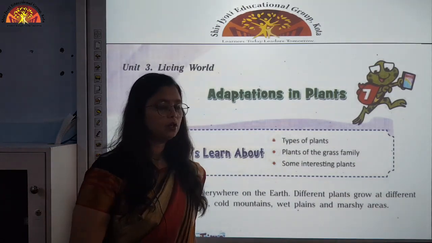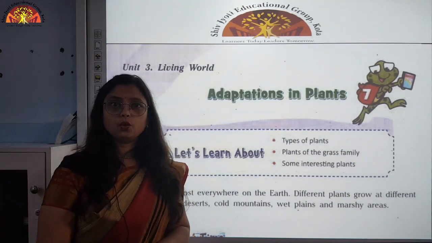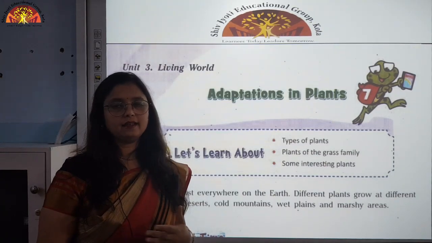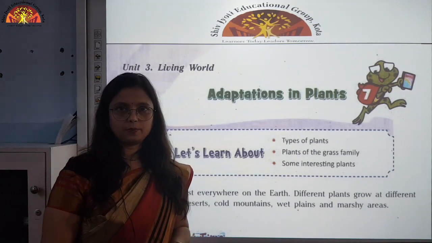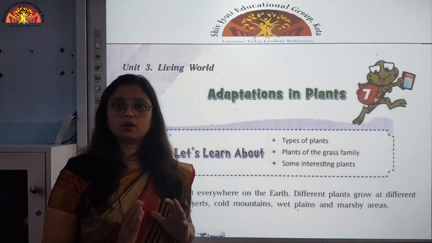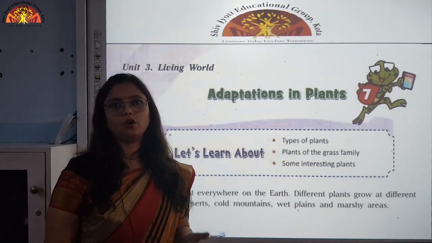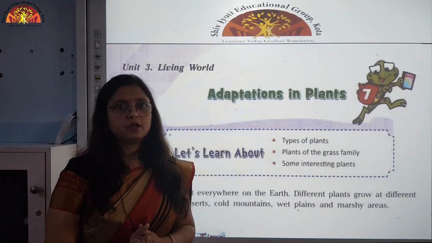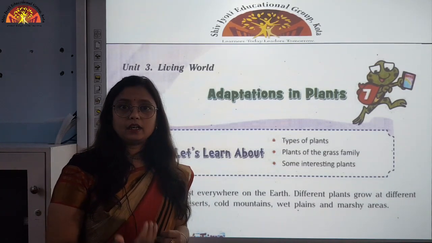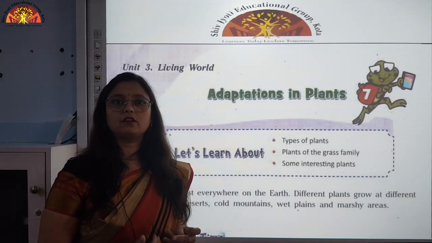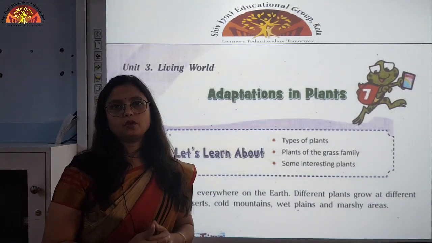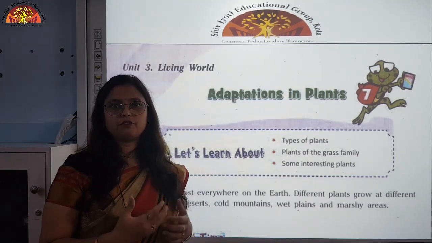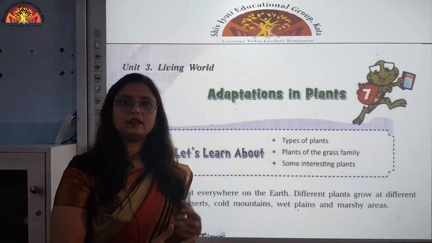Adaptations in plants. Students, we know that plants are producers and they give out oxygen. All this you have studied well in your previous chapters also, and plants grow almost everywhere on the earth. So, there are different varieties of plants growing in different regions on the earth. Now, in this chapter we will study about what are the different types of plants that grow in different regions of the earth.